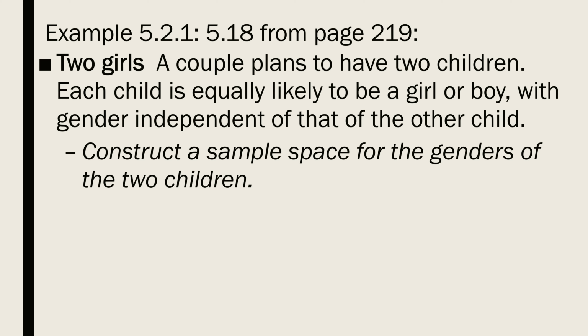In this video, we are going to learn about tree diagrams. Here is an example. A couple plans to have 2 children. Each child is equally likely to be a girl or boy, with gender independent of that of the other child. First, construct a sample space for the genders of the 2 children.